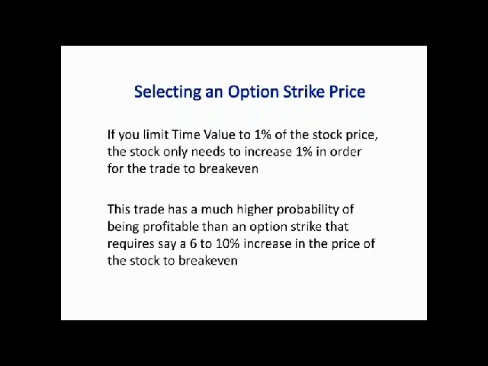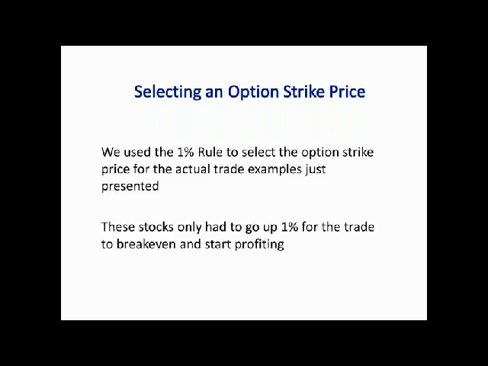This will have a much higher probability of success than a strike price that required the underlying stock to go up, let's say, 6 or 10% in order to break even. The stock only has to go up 1% and we start making money. That obviously is going to be a much higher probability of success than a strike price that requires the underlying stock to go up 6 or maybe 10% in price just to break even. A lot of times the underlying stock won't make that expected price move. It has to go up 10% before option expiration, or you're going to lose 100% of your option premium. A lot of times it won't make that move, and you'll lose 100% of your option premium.